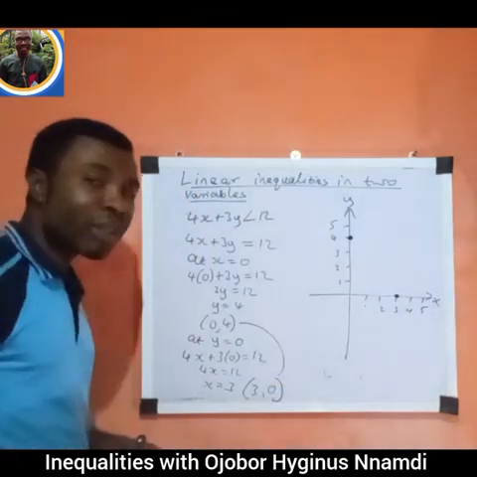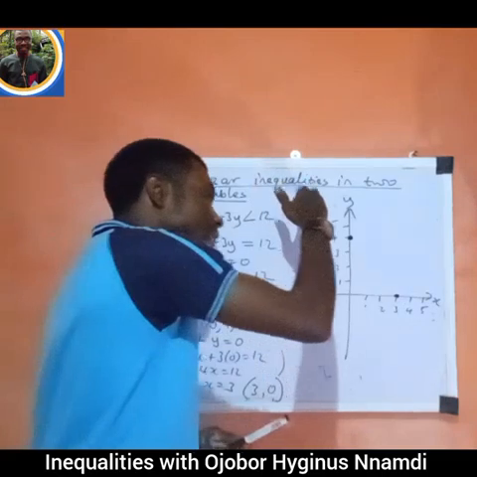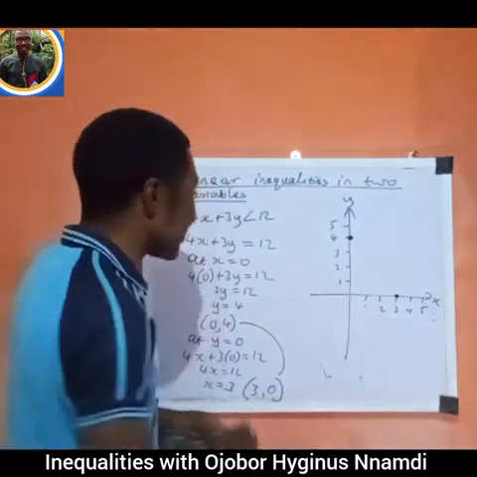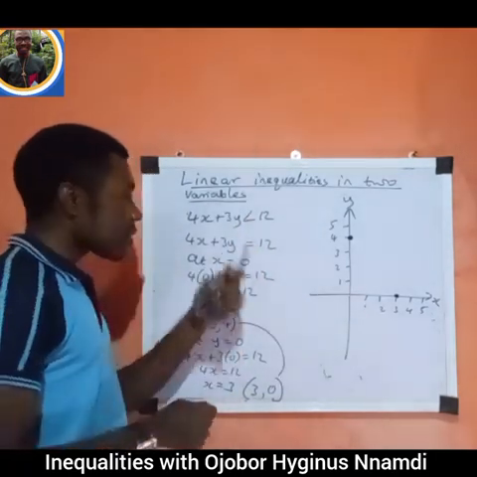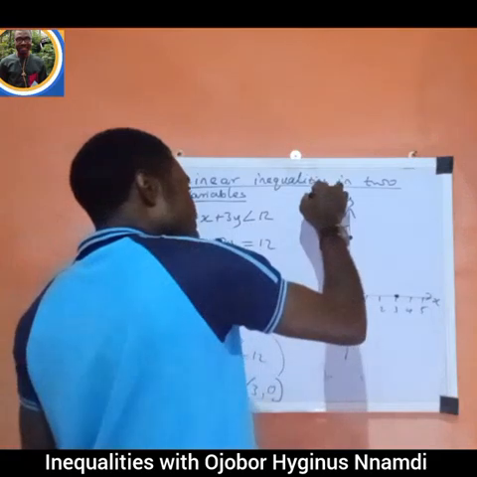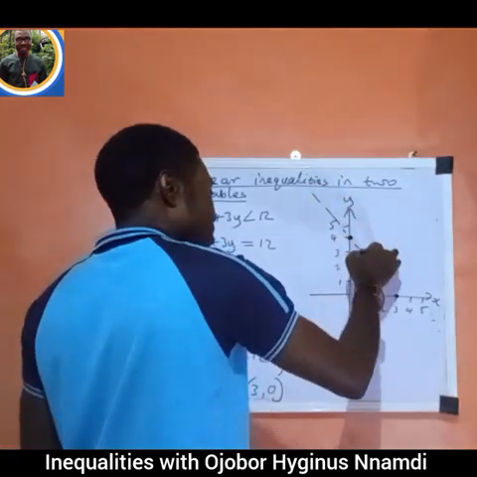And I said what will determine whether it is going to be a broken line or a continuous line is if this inequality sign has equality in it. This one does not have equality, so it is going to be a broken line.